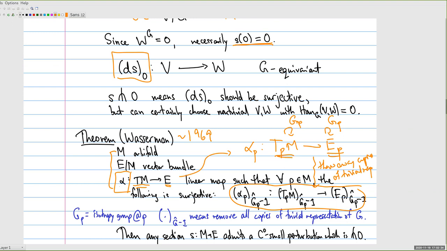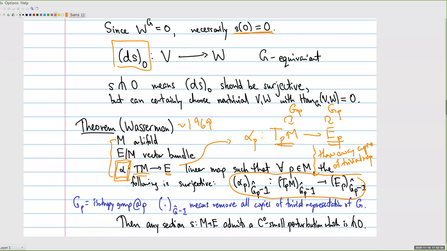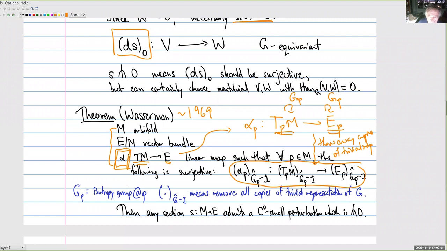So basically the proof consists of saying you're going to use alpha as a guide for what to do in the directions transverse to the strata of the natural stratification of M by isotropy group. Excuse me, can you say what the subscript means, alpha sub G and T sub P sub G and all that? Let's see. Sub P just means I take the fiber at P. So this is just the map on the fiber over P.